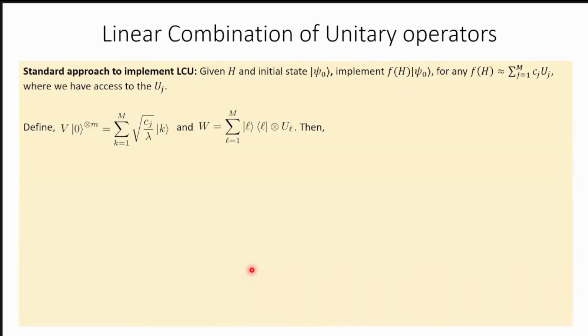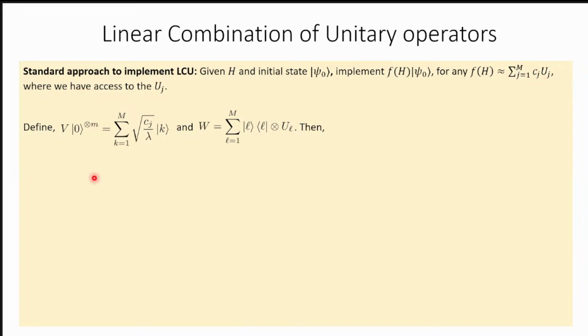So let us look at the standard approach to implement LCU. As I mentioned, we want to implement some f of H to your initial state psi 0. The first thing that you need to do is prepare your ancilla qubits in some special state. Here lambda is essentially the sum of the coefficients, the LCU coefficients Cj that you see here.